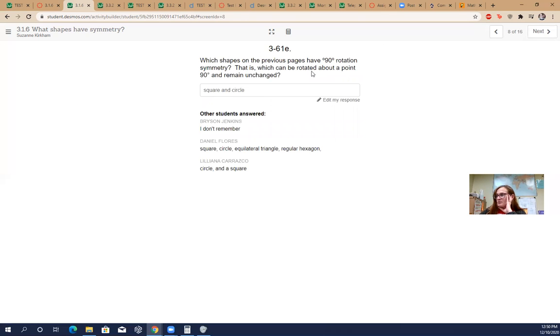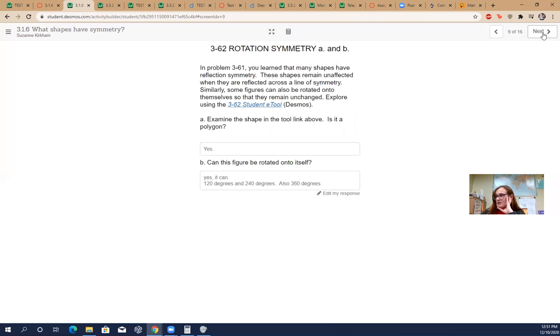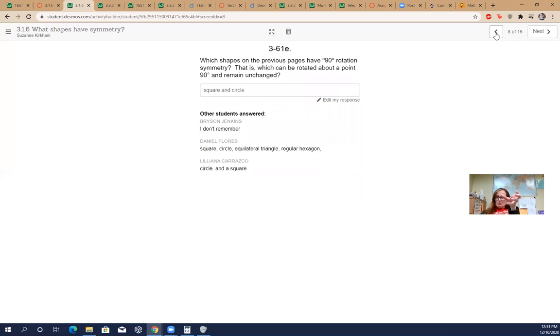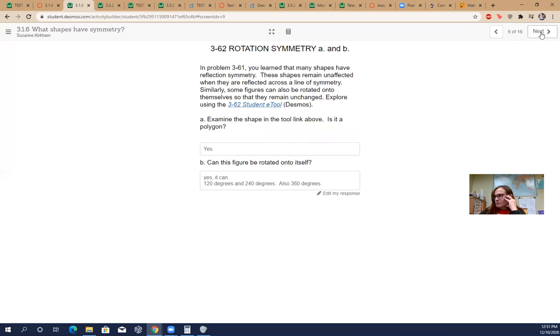Okay, which shapes on the previous pages have 90-degree rotation symmetry? That is, which can be rotated about a point 90 degrees and remain unchanged. So the 2 that it will work with are the square and the circle. Okay, so yeah, rotation symmetry is where you rotate it from up and down to sideways and it will still match up. So the square will work and so will the circle.